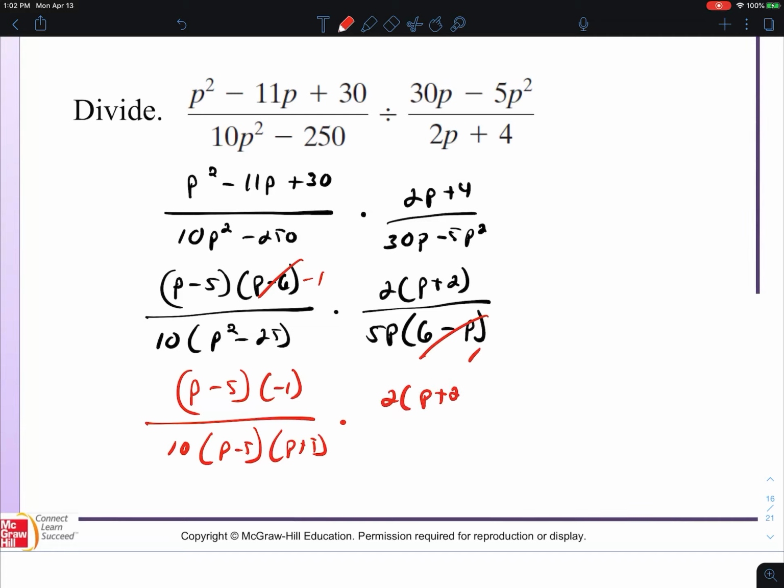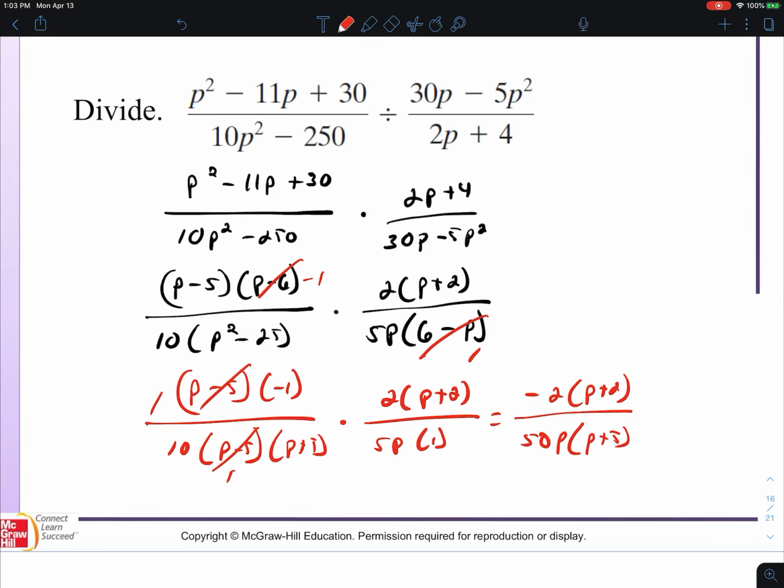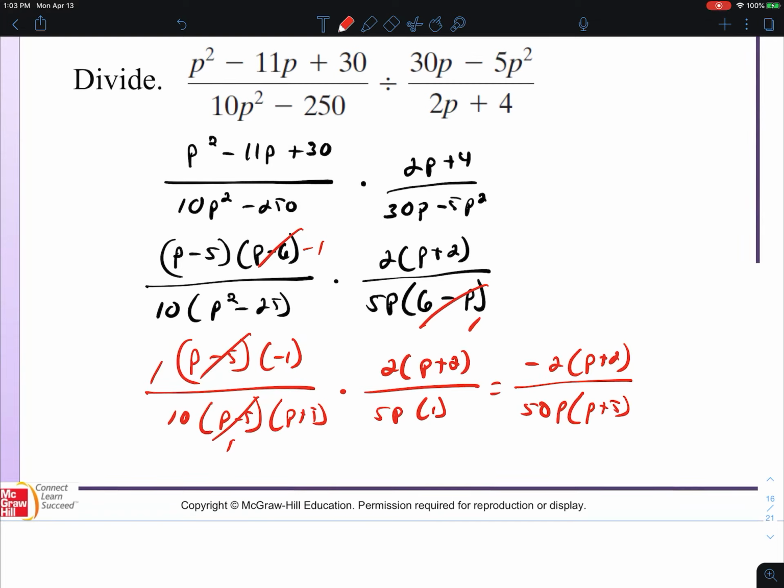And then I got the 2 times p plus 2, and then the 5p times 1. I just got rid of those. So p minus 1 I can cancel out. So then I'm left with negative 2p plus 2 over 50p, and then it's going to be p plus 5 because I just multiply everything in the denominator.